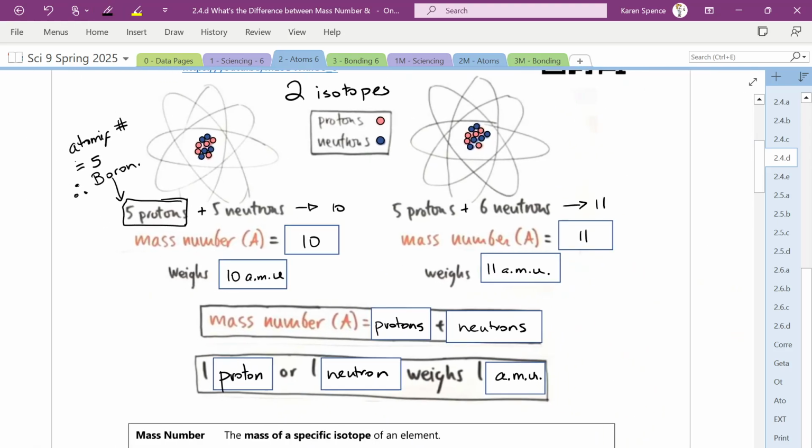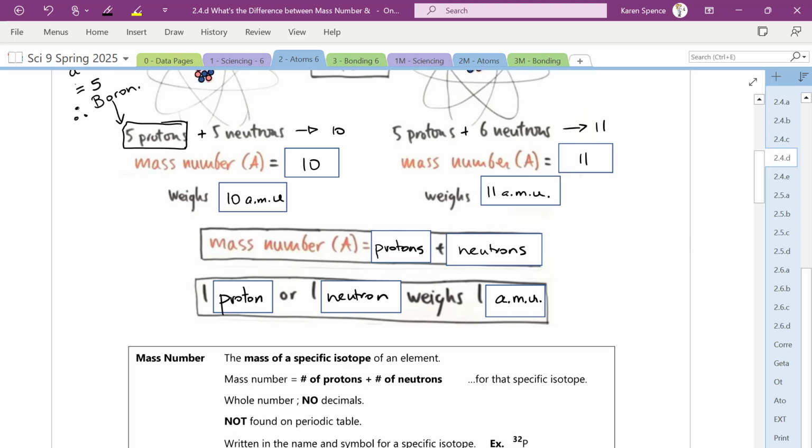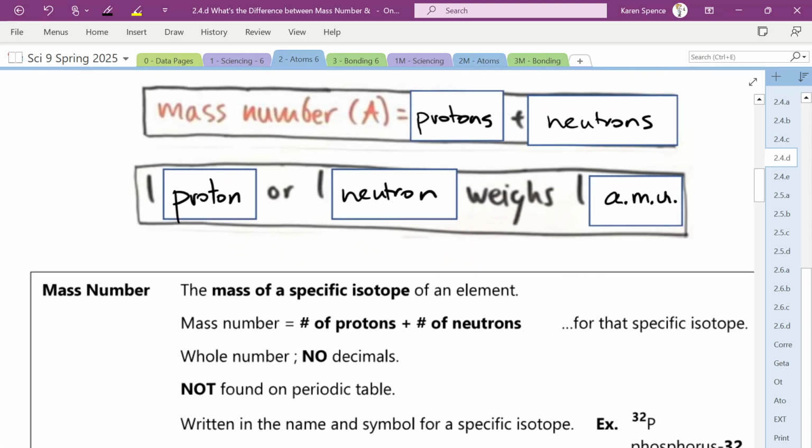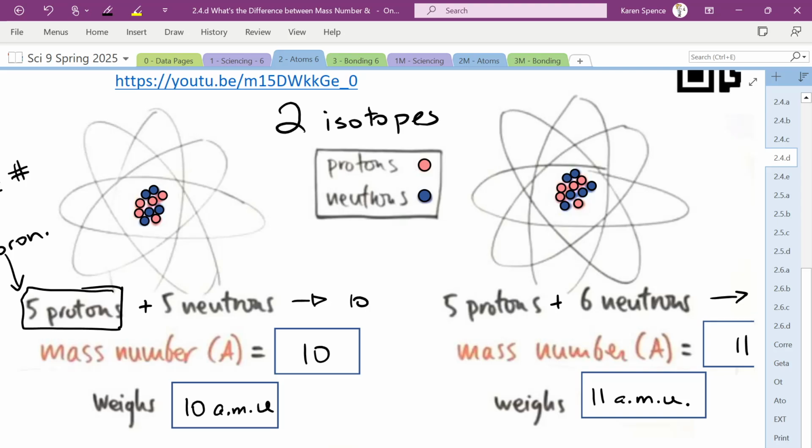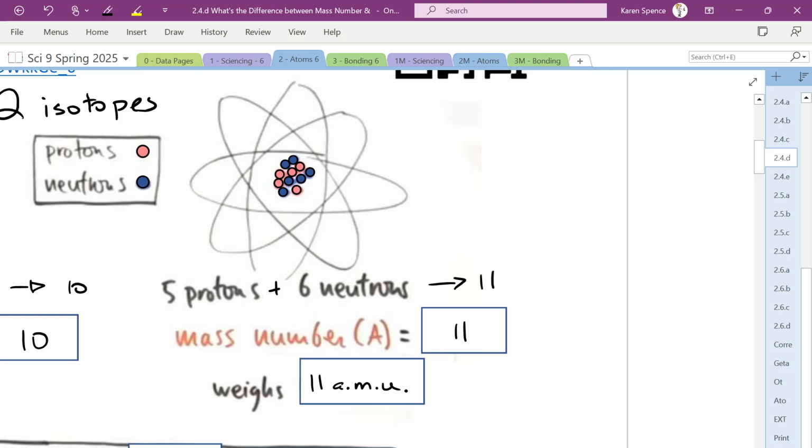Excellent. All right. Now, there are definitions here. The mass number, and this is not from Tyler, this is just because we want to have this here. The mass number is the mass of a specific isotope. So you're either looking at the mass of the atom on the left, which is 10, or you're looking at the mass of the atom on the right, which is 11. Okay, so it will always be a whole number.